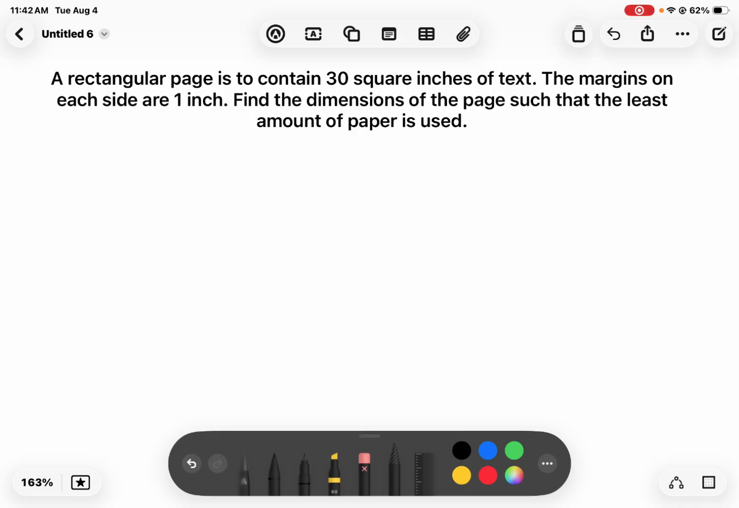We have a rectangular page that is to contain 30 square inches of text. The margins on each side are 1 inch. Find the dimensions of the page such that the least amount of paper is used.